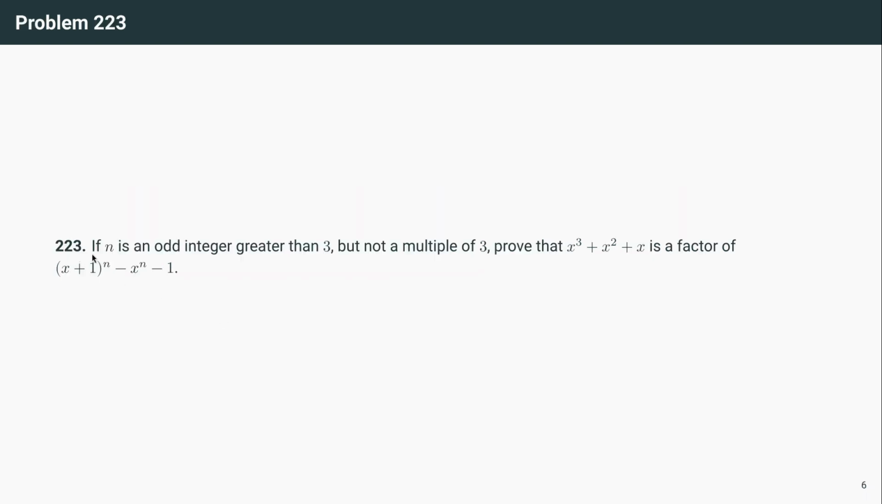Question 223 says that if n is an odd integer greater than 3 but not a multiple of 3, prove that x cubed plus x squared plus x is a factor of x plus 1 to the power n minus x to the power n minus 1.